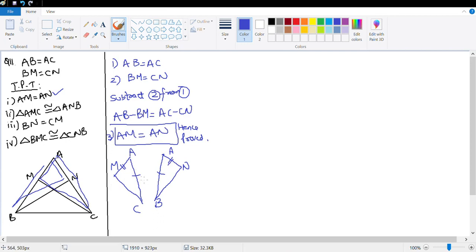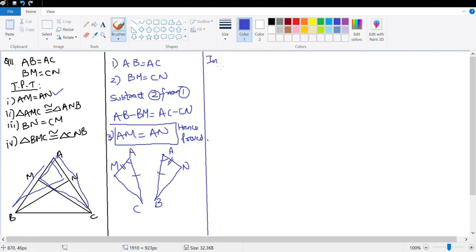Can I prove something else? MC equal to BN? No, not given. Angle A and angle A equal? Yes, this angle and this angle are equal, which is BAC is equal to CAB. Perfect, I've got my answer. So I have already got the answer. Let's start writing this down. So we got number 3.